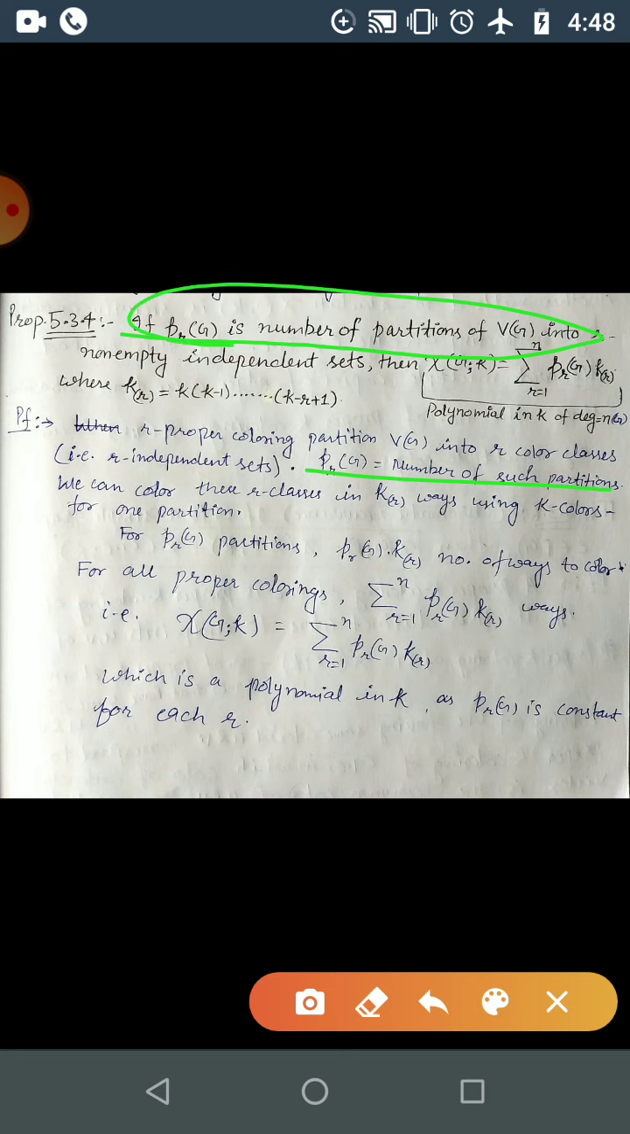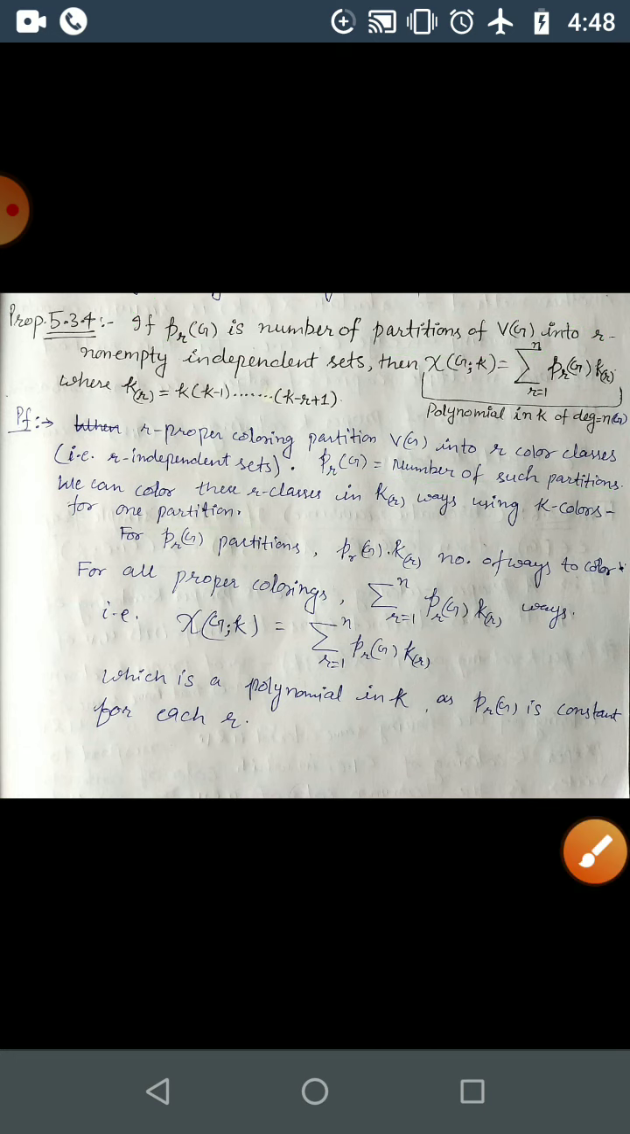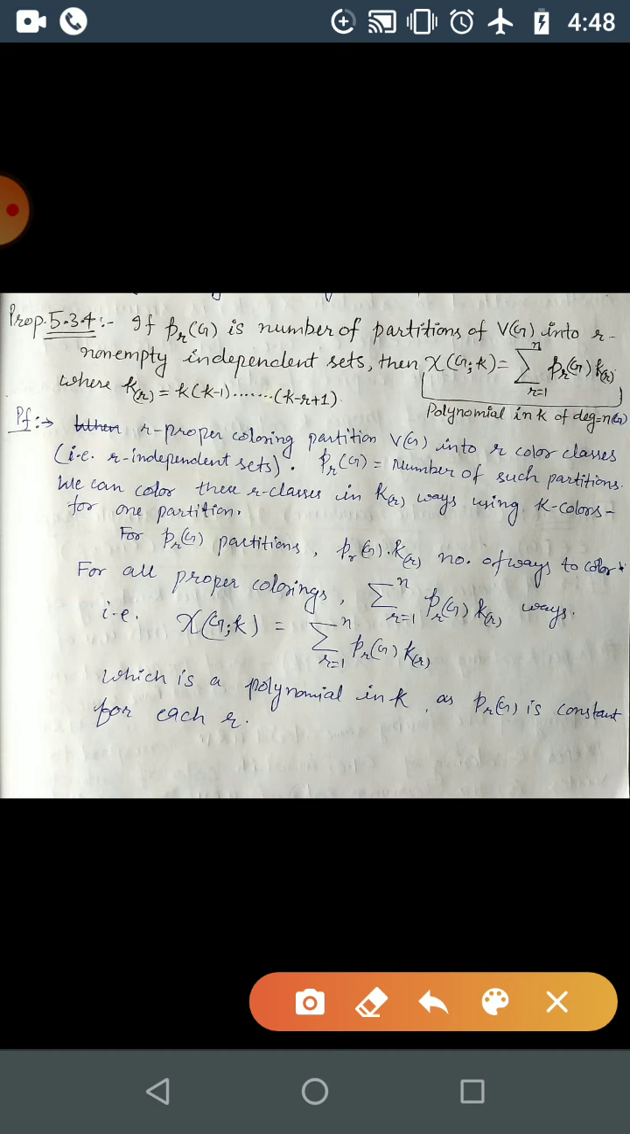And we can color these R classes. So if the partitioning has R classes, or R independent sets, then we can color this in K^(R), this many number of ways, using K colors, correct. So whenever K colors are given, the R classes can be colored in these ways. And why is this happening? Because every class shows the same color property, or you can just say every color class can be colored by the same color, correct.